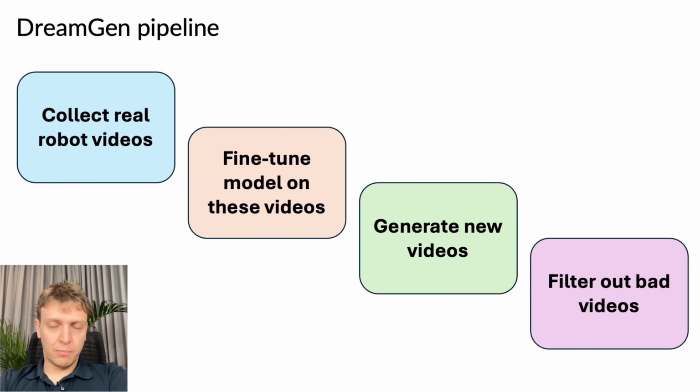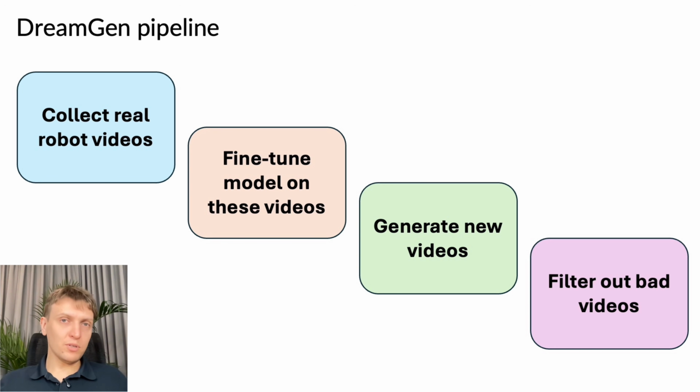And finally, you can apply some other model on top of it to filter out bad videos. So if a video is not realistic, if it's not really doing what you wanted, you can just filter it out and not use this video in the pre-training. And then you can take all these videos, you can generate a lot of them, much more than the amount of video that you collected, and use them for training.